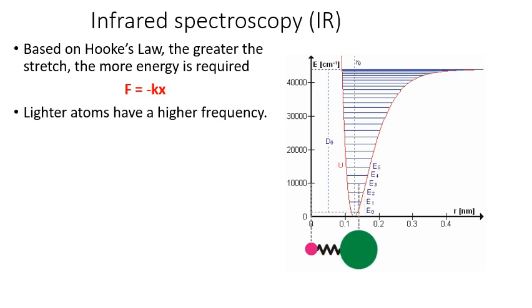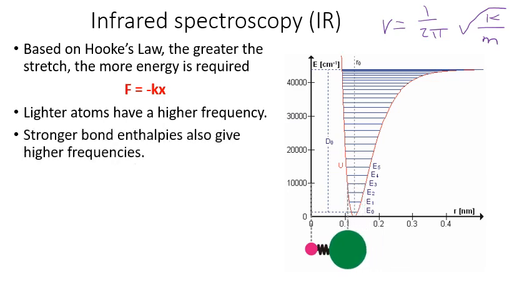So, the fundamental frequency of vibration V is based on a system obeying Hooke's law and can be related to the mass m by the following expression, which I'm going to put here. Okay, so V equals 1 over 2 pi, the square root of K over M. So that means that lighter atoms have higher frequencies. Stronger bond enthalpies also give higher frequencies. And heavier atoms will vibrate, of course, with lower frequencies, V. The same applies for multiple bonds, for example, double or triple bonds.